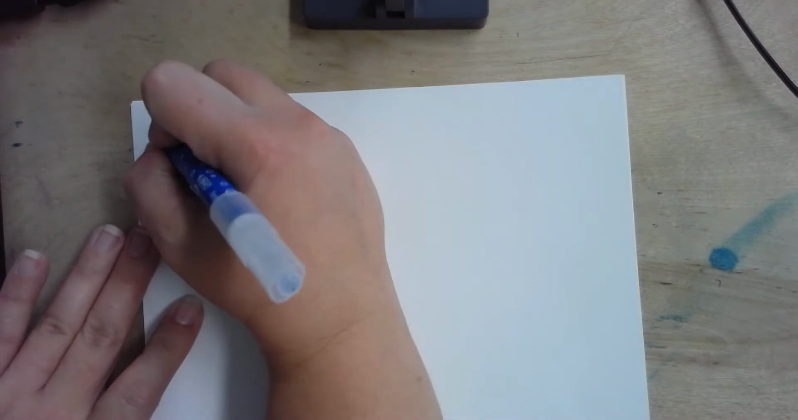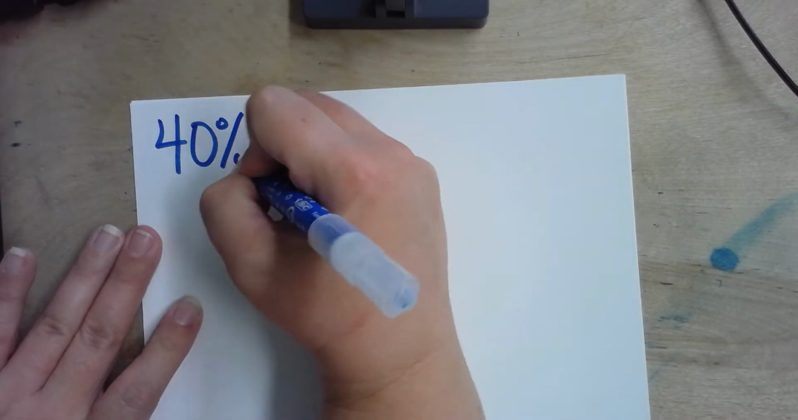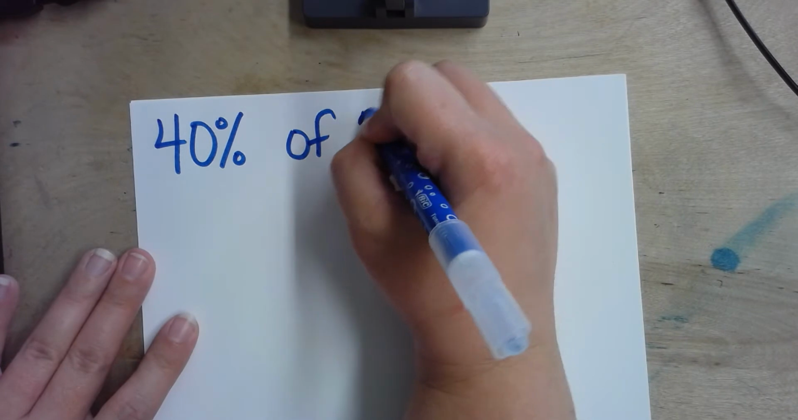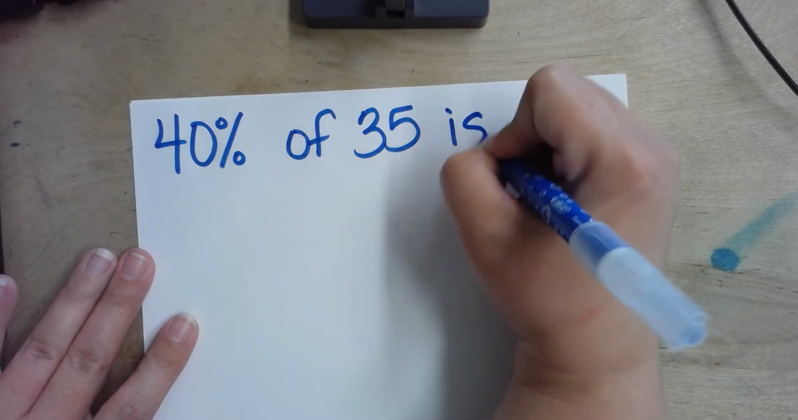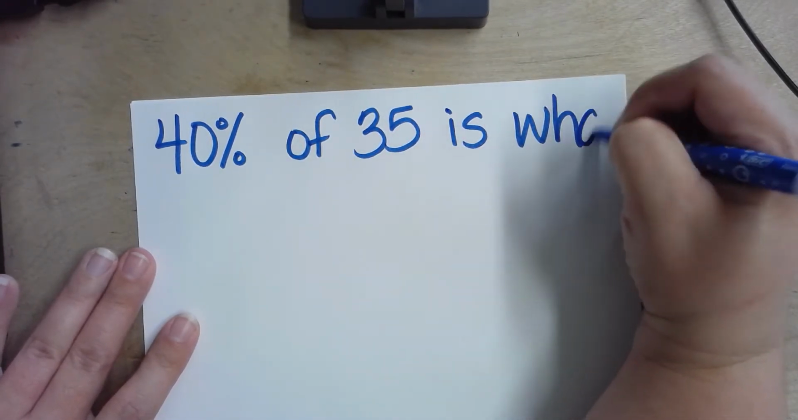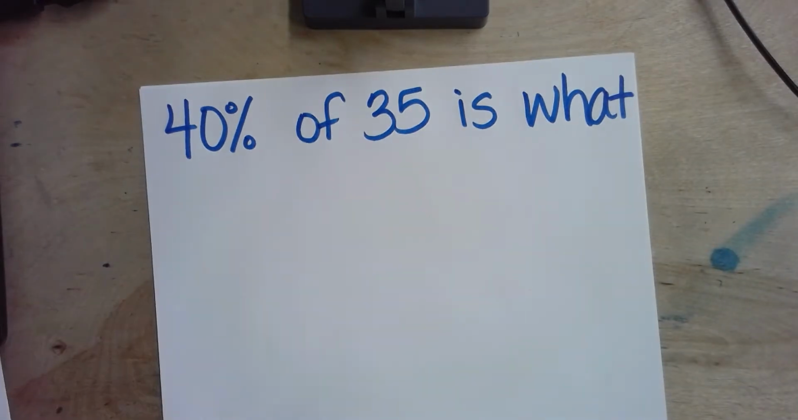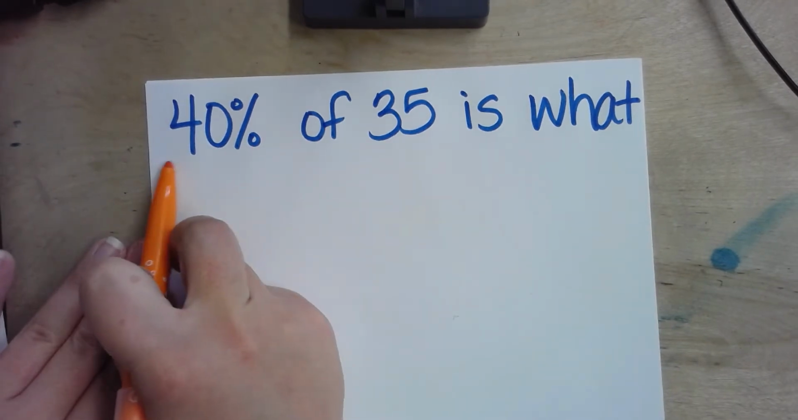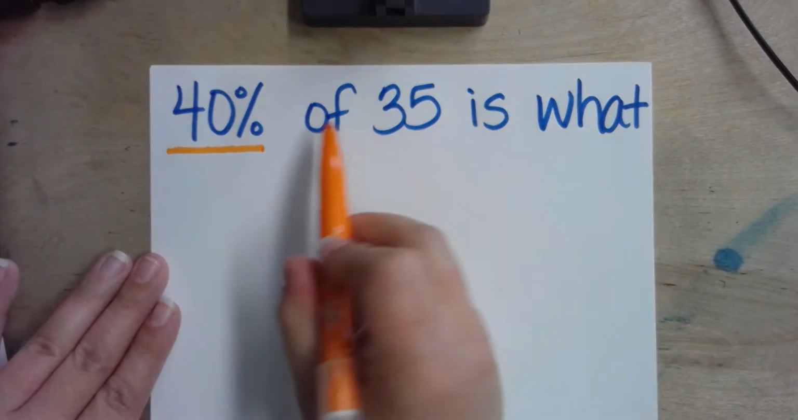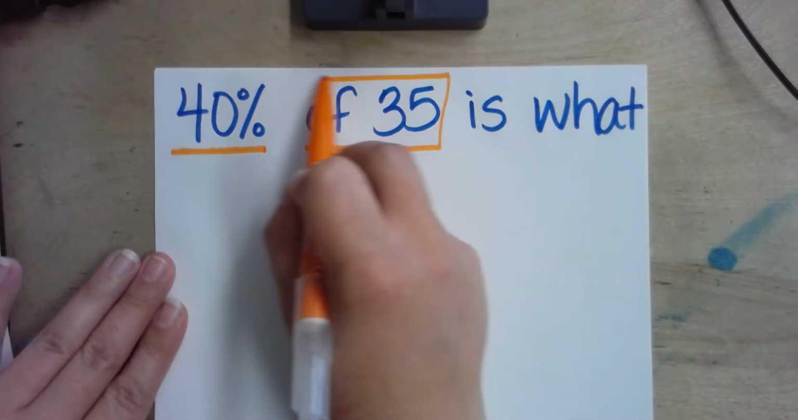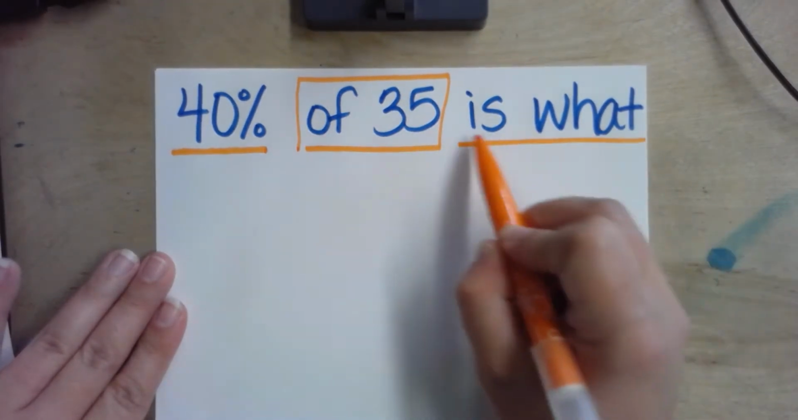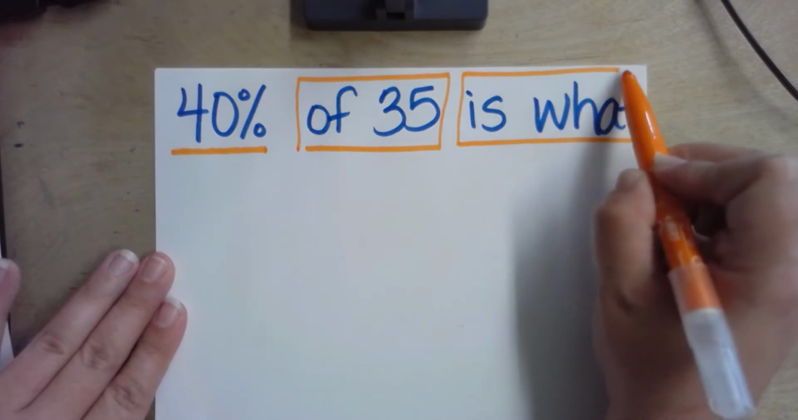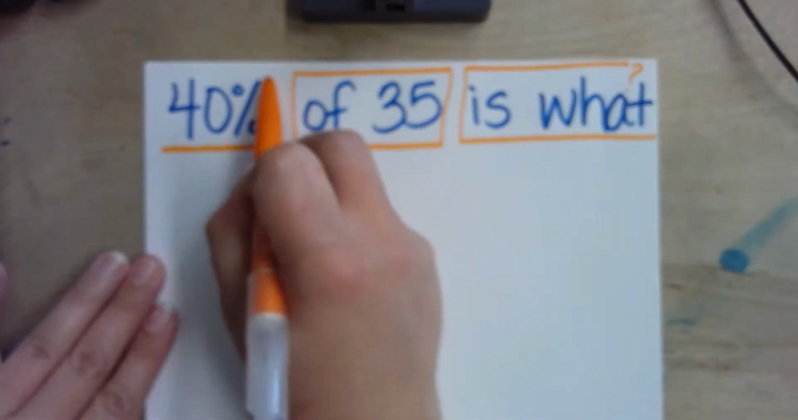So today we're going to start with 40% of 35 is what? So 40% of 35 is what? I'm going to go through and find my keywords. Percent sign equals percent. I have of 35, and is with the what, so that tells me that this is the unknown.